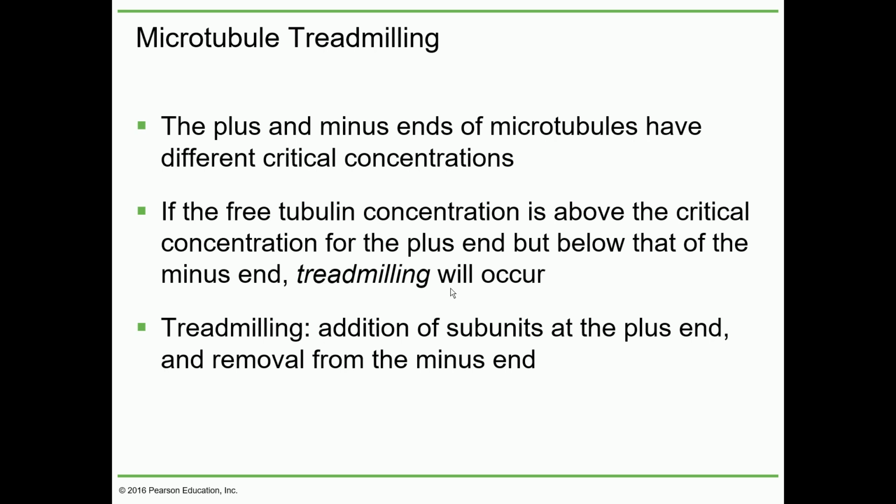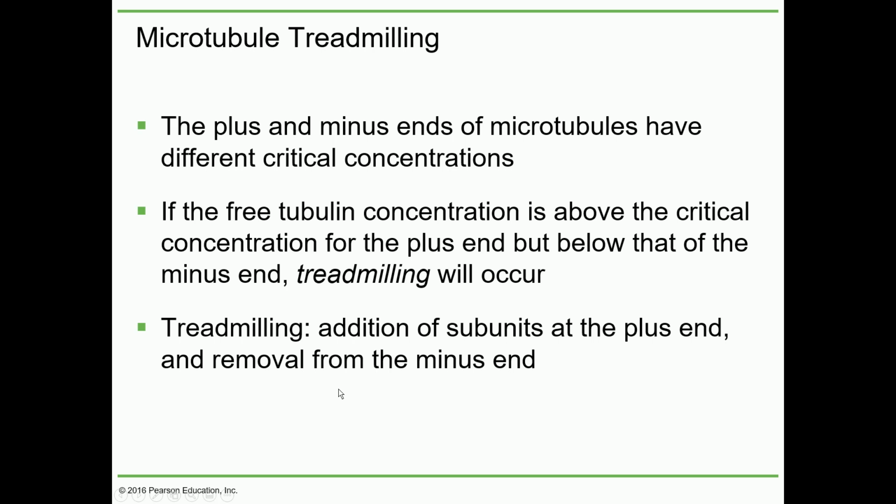The two ends have different critical concentrations. So if the concentration of the free tubulin dimers which are available is more than the critical concentration of the plus end, then the assembly will take place on the plus end. But because the tubulin concentration available is less than the critical concentration of the minus end, disassembly is going to take place from the minus end. So if that happens, then a process called treadmilling occurs. Now what is treadmilling? Addition of the subunits at the plus end and removal from the minus end.